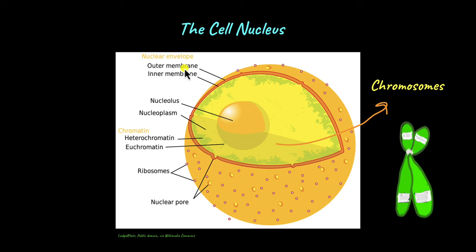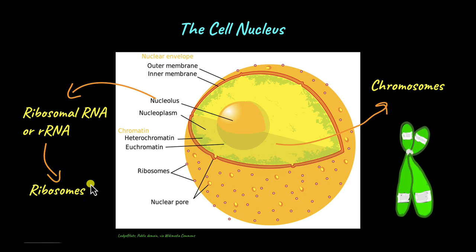The nuclear envelope is riddled with a lot of small openings known as nuclear pores. And it is through these nuclear pores that substances can enter and exit the nucleus. The nucleolus, which is located within the nucleus, is the place where ribosomal RNA or rRNA is synthesized. And rRNA is needed for the synthesis of ribosomes. And ribosomes, as we know, are the sites of protein synthesis.